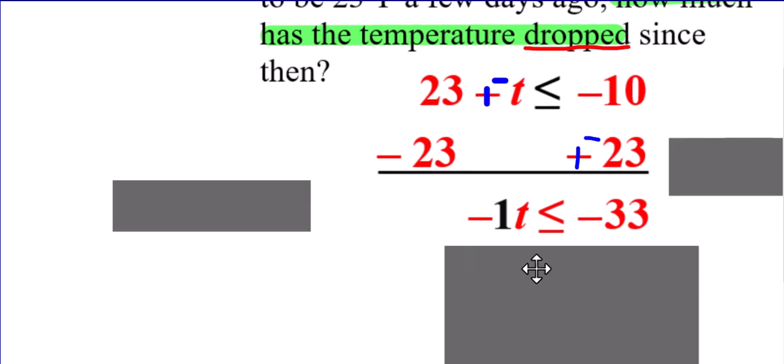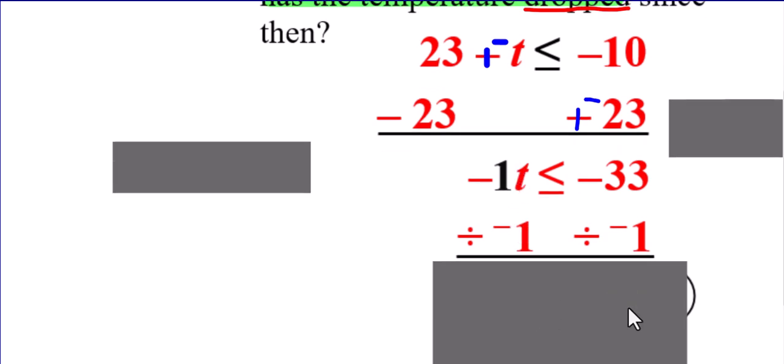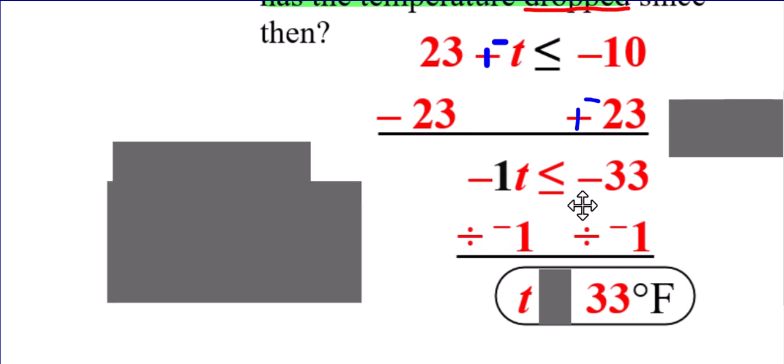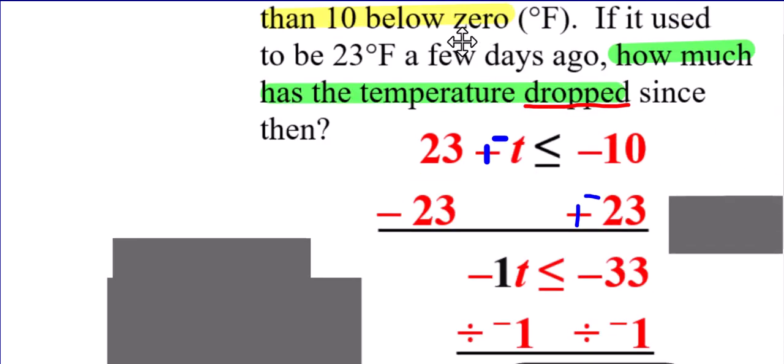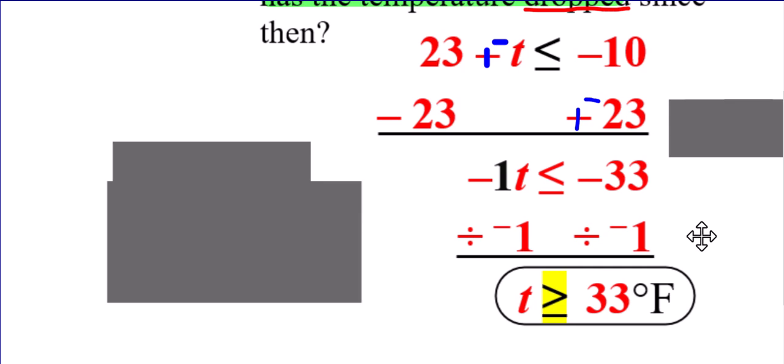Did you make the -t become -1t? So that way you will know how to finish solving this problem. Inverse of multiplying is dividing by -1. And a negative divided by negative is a positive. Should the inequality symbol switch? Well, since we divided by a negative, yes, yes, yes, it should switch direction. Did you do that? Please check. And did you put degrees Fahrenheit, since everything else in this problem was talking about degrees Fahrenheit for the temperatures?